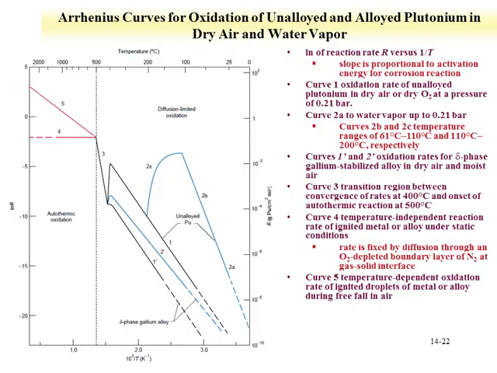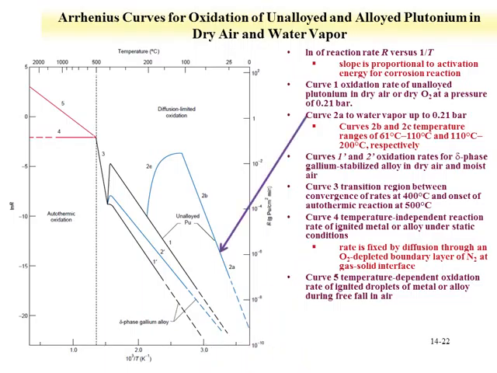The oxidation kinetics of plutonium metal and alloys have been examined in a number of conditions, primarily dry air and water vapor. The data is shown here, and what we have is the log of the reaction rate R versus 1 over T. So the slope of these is proportional to the activation energy for the corrosion reaction. Curve 1, shown here, this is just the oxidation rate of unalloyed plutonium in dry air or dry dioxygen at atmospheric pressure. We see that this overall rate is between these values here and these values here.